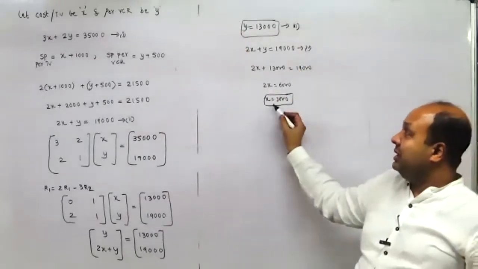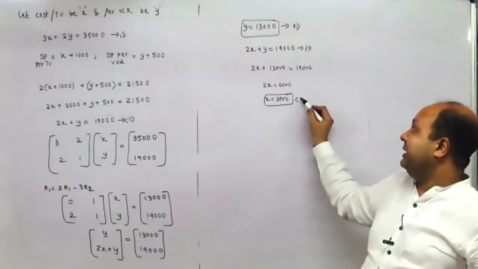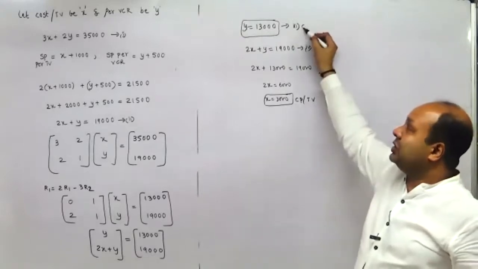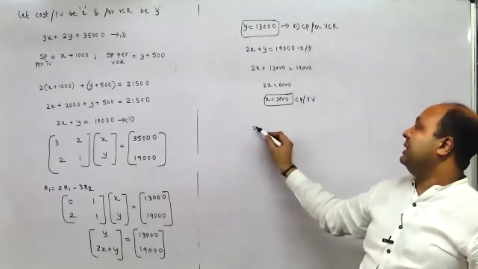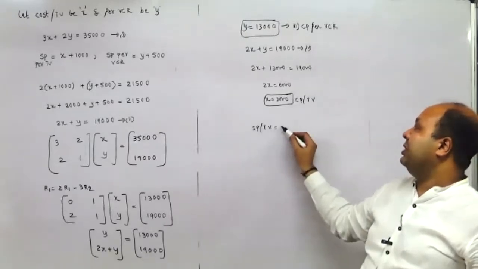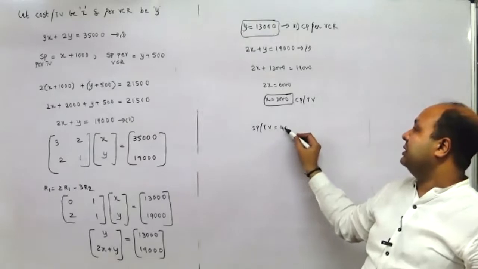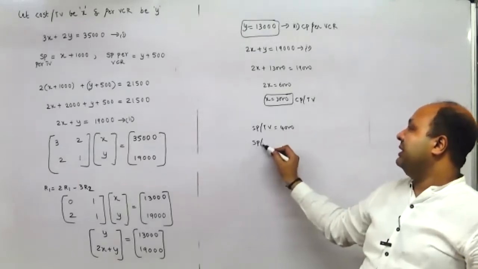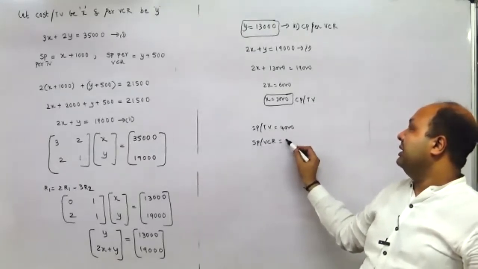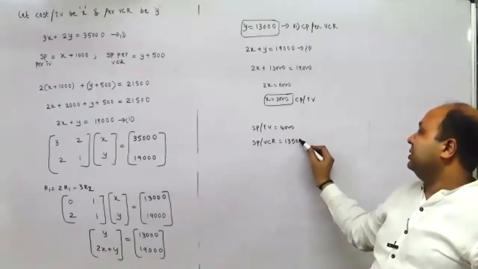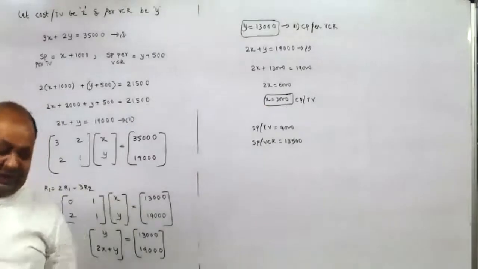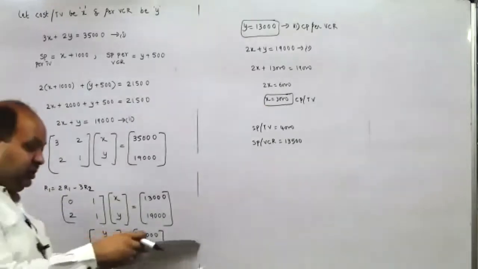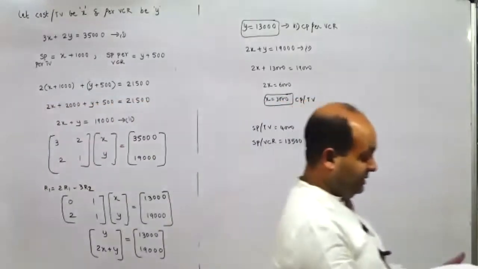So this is the cost price per TV and this is the cost price per VCR. Then they have asked what is the selling price per TV. Selling price per TV equal to 3,000 plus 1,000, 4,000. And selling price per VCR equal to 13,000 plus 500, that is 13,500. That is correct. And the last one for the day is the third question of the activity.